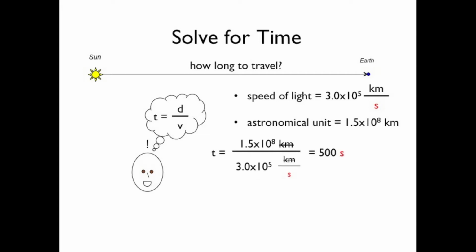In this example, light from the sun travels 1 astronomical unit, or 1.5 times 10 to the 8 kilometers, at a speed of 3 times 10 to the 5 kilometers per second. So the time it takes for the light from the sun to reach the earth is 500 seconds, or just over 8 minutes.